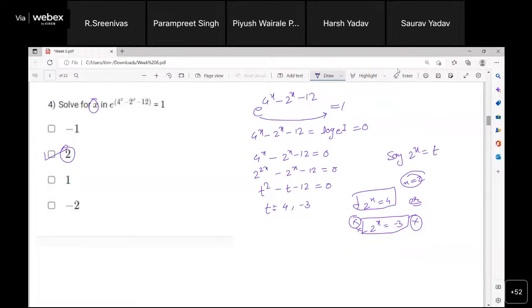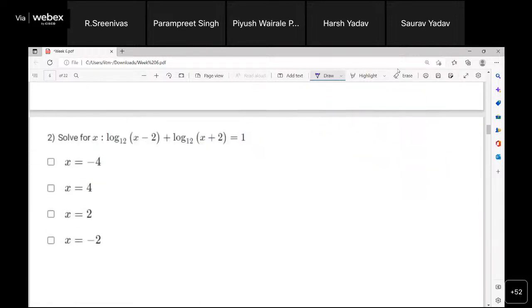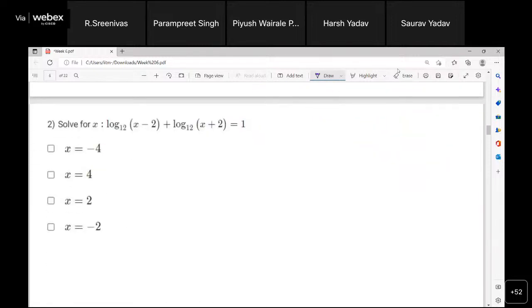Anyone any doubt? Simpler calculation, simple one. Okay, now tell me this question. Anyone? We can apply the rule of multiple. Base is same, so we can apply the property first.